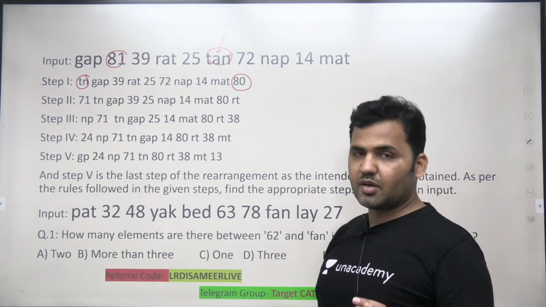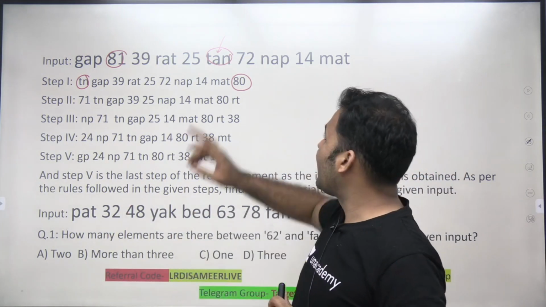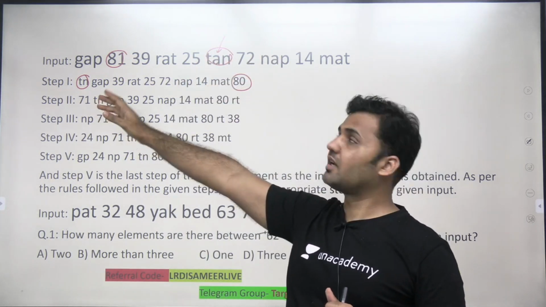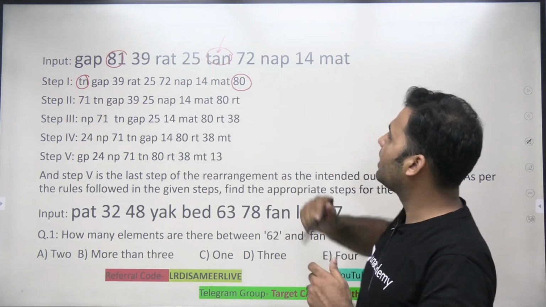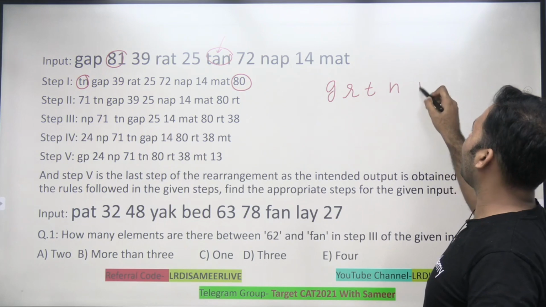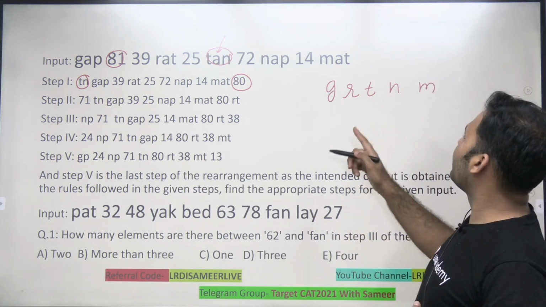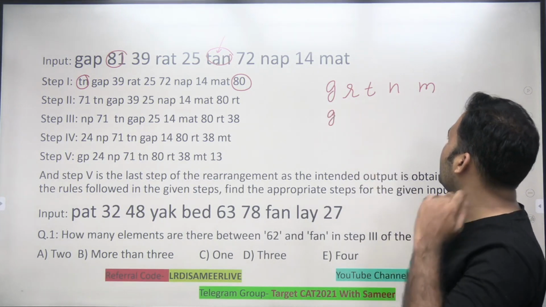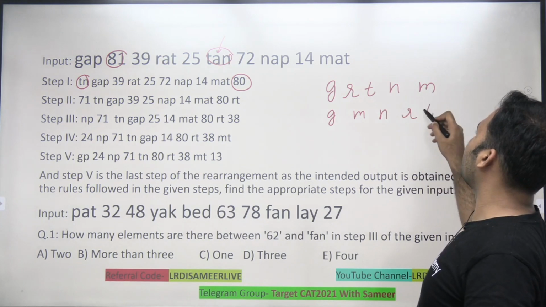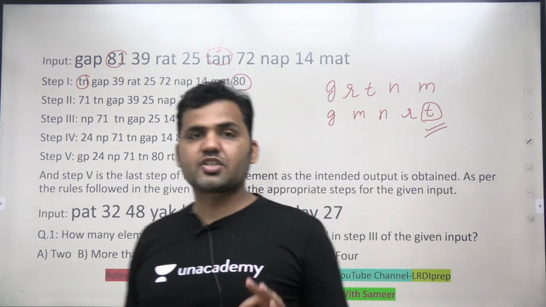The highest number is taken on the rightmost position, and the largest alphabet among the given letters is taken on the left hand side. The largest, why? If you compare the letters G, R, T, N and M, if I arrange all these letters in increasing order, you see that the first letter I'll be having would be G, then M, then N, R, and then T. You see that T is alphabetically the largest letter.